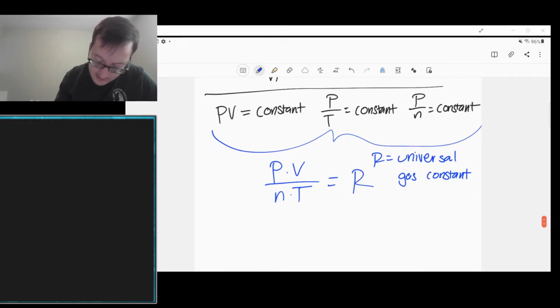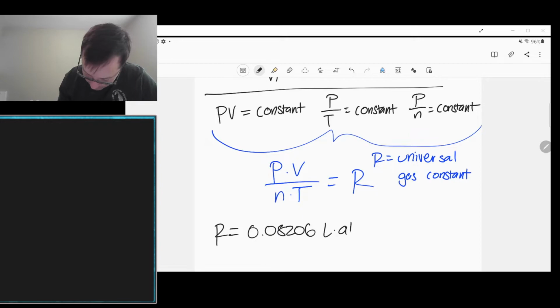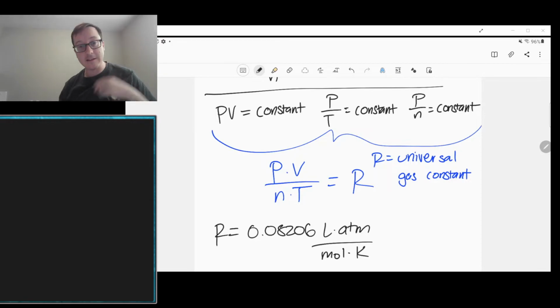And so we're going to see that R is 0.08206 liters times atmospheres divided by moles times Kelvin. Notice, by the way, look at the units. Liters would be volume, atmospheres is pressure, moles is N, and temperature is Kelvin, right? So we have all of those, PV over NT, right here in R.